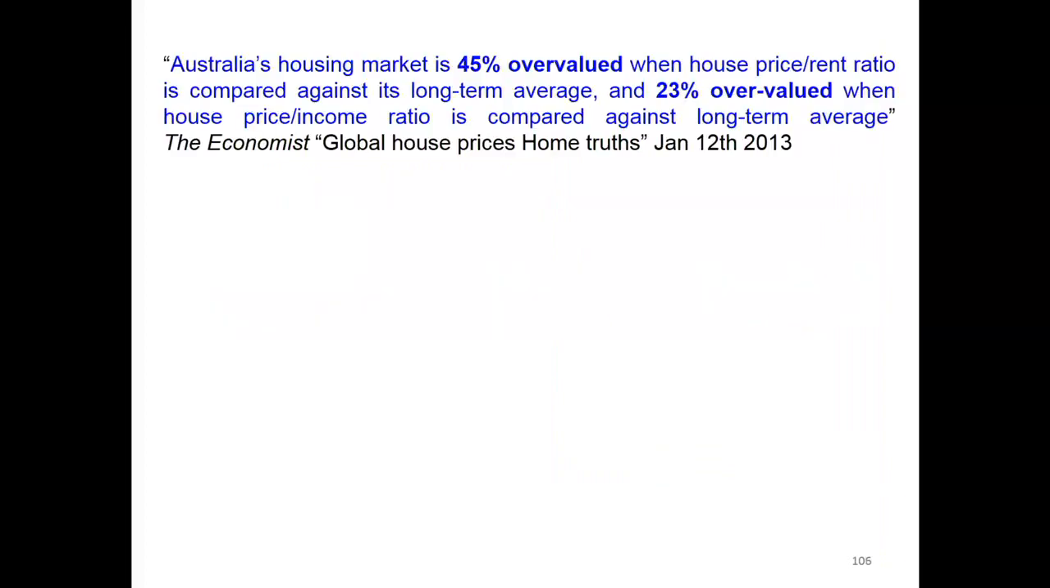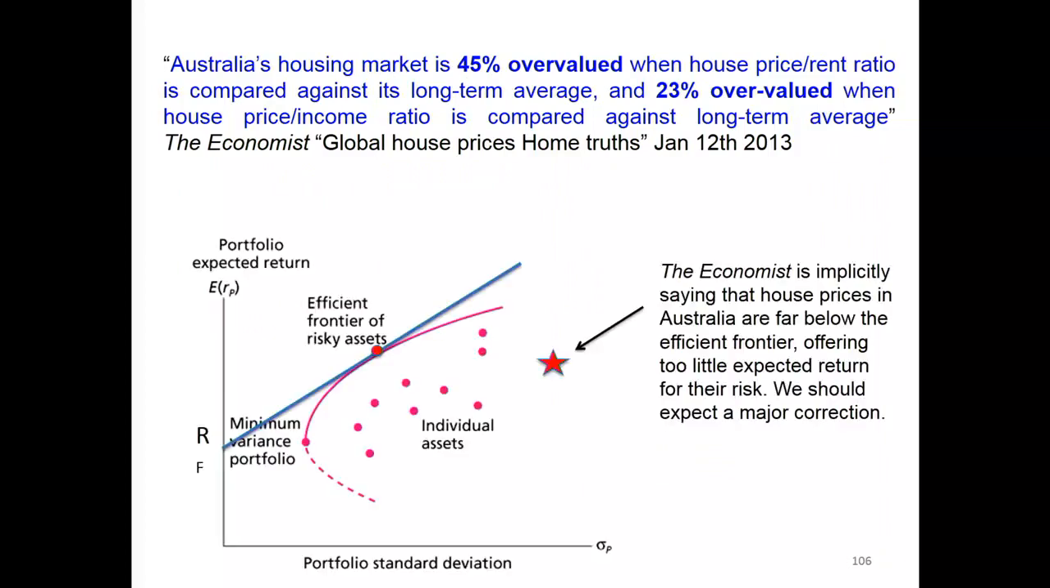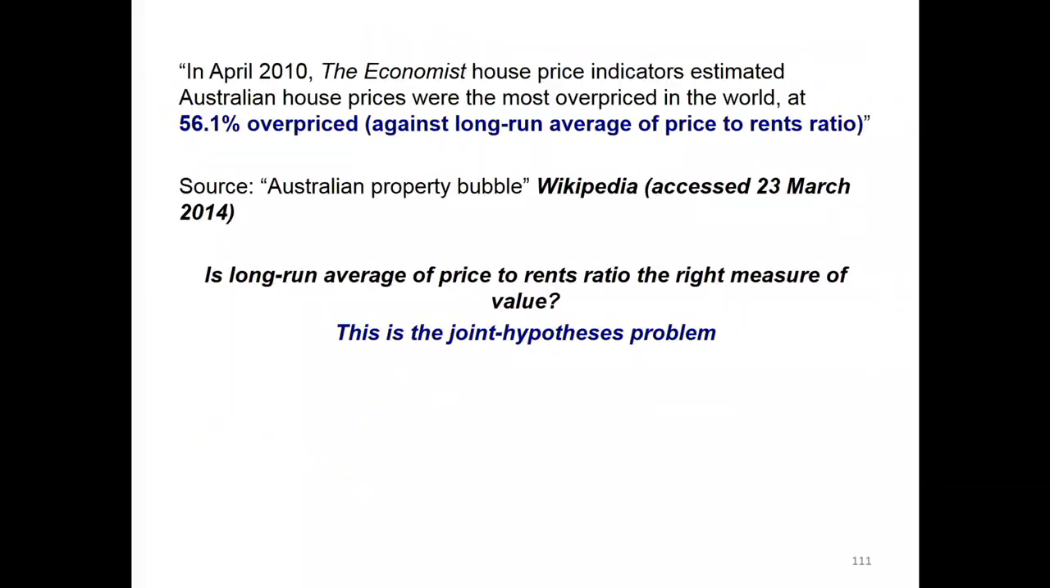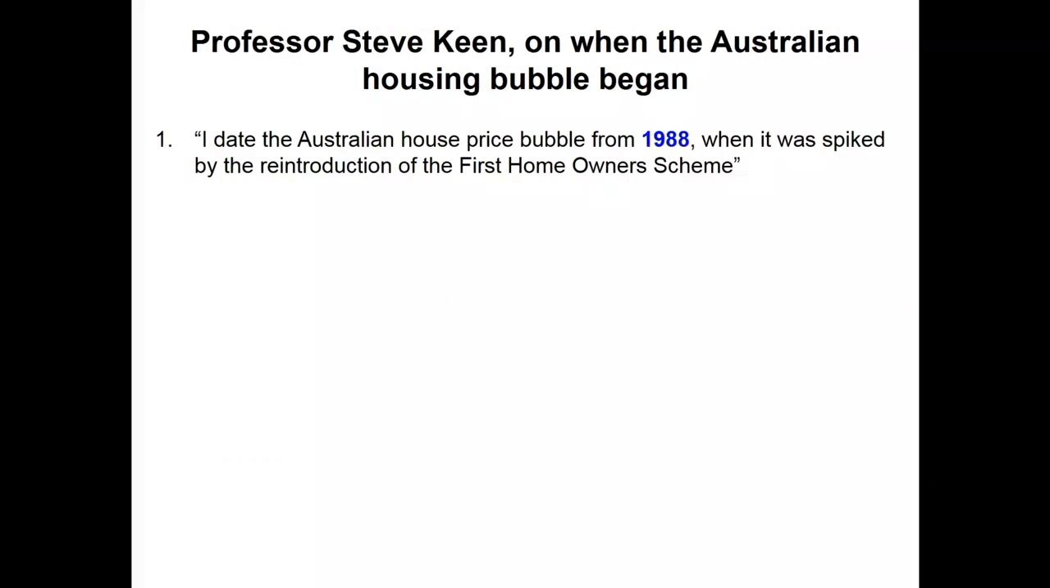Okay, let's... I'm going to skip over this. I'm going to talk about Stephen King on when the Australian housing bubble began. So again, this difficulty in predicting bubbles. He dates the Australian house price bubble from 1998, when it was spiked by the introduction of the first homeowner scheme. So that's him in 2012.